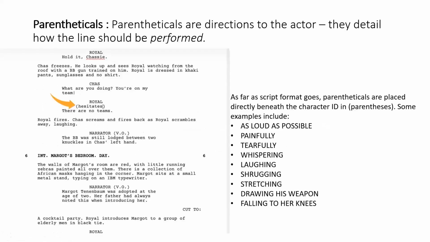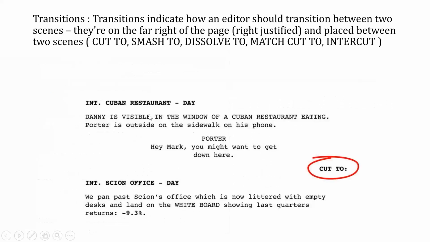Parentheticals are directions to the actor. They detail how the line should be performed, right? If any character is speaking any dialogue, whether speaking loudly, painfully, tearfully, or in a whisper, that will come into the brackets. You can see over here, Sergeant stretching, drawing his weapon, falling on knees. So that is the parentheticals.